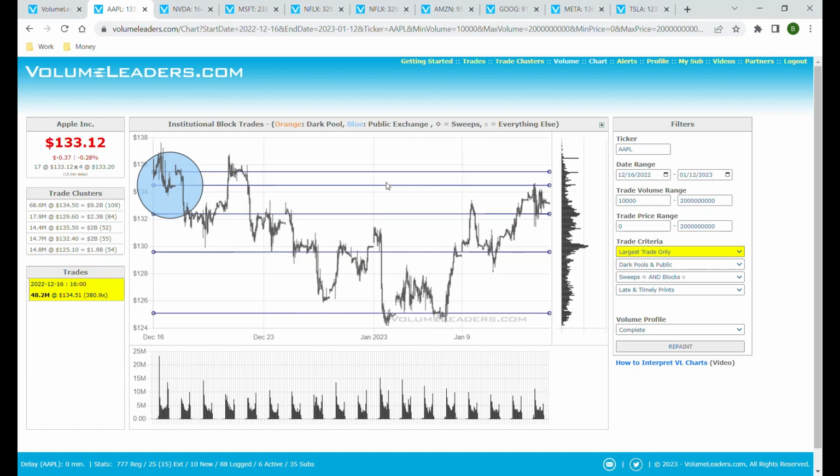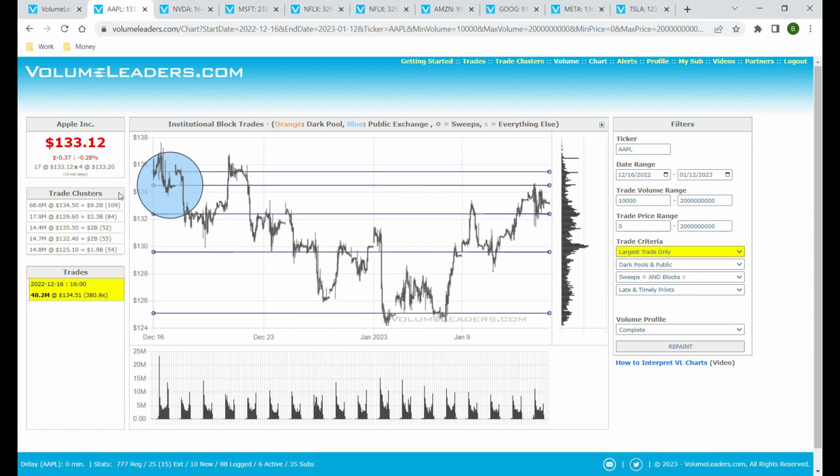And each of these blue lines here shows where a trade cluster resides, and they're listed here on the left. So a trade cluster is just a collection of 2 or more institutional trades at the same price. For this time frame, December 16th to present, the largest cluster is this one here at 134.50. It's $9.2 billion. Given the size of this cluster, it is an area of strong support and resistance.